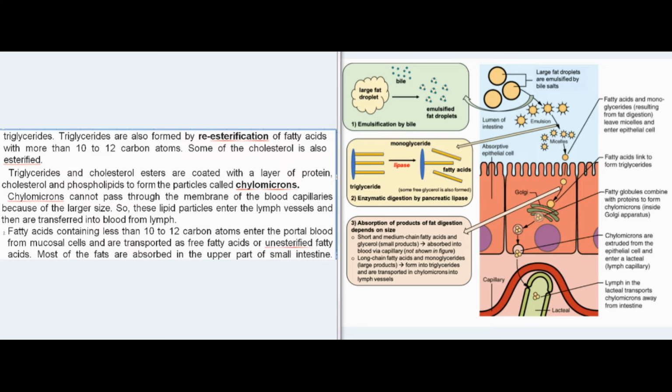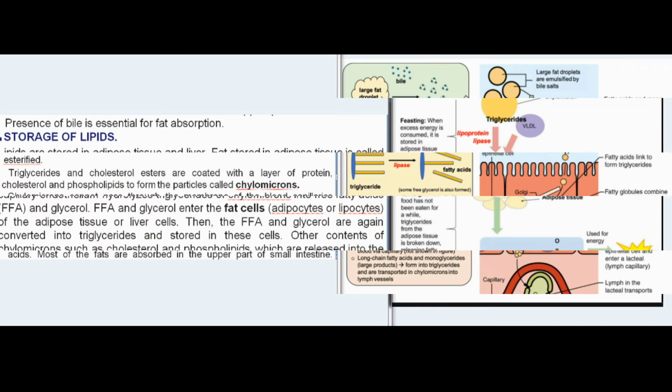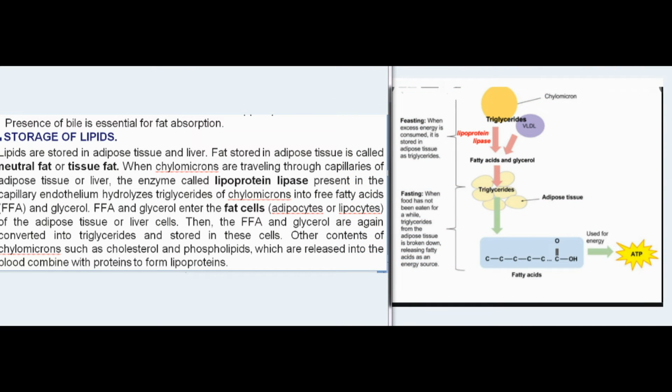Chylomicrons cannot pass through the membrane of the blood capillaries because of their larger size. So, these lipid particles enter the lymph vessels and then are transferred into blood from lymph. Fatty acids containing less than 10 to 12 carbon atoms enter the portal blood from mucosal cells and are transported as free fatty acids or unesterified fatty acids. Most of the fats are absorbed in the upper part of the small intestine. The presence of bile is essential for fat absorption.